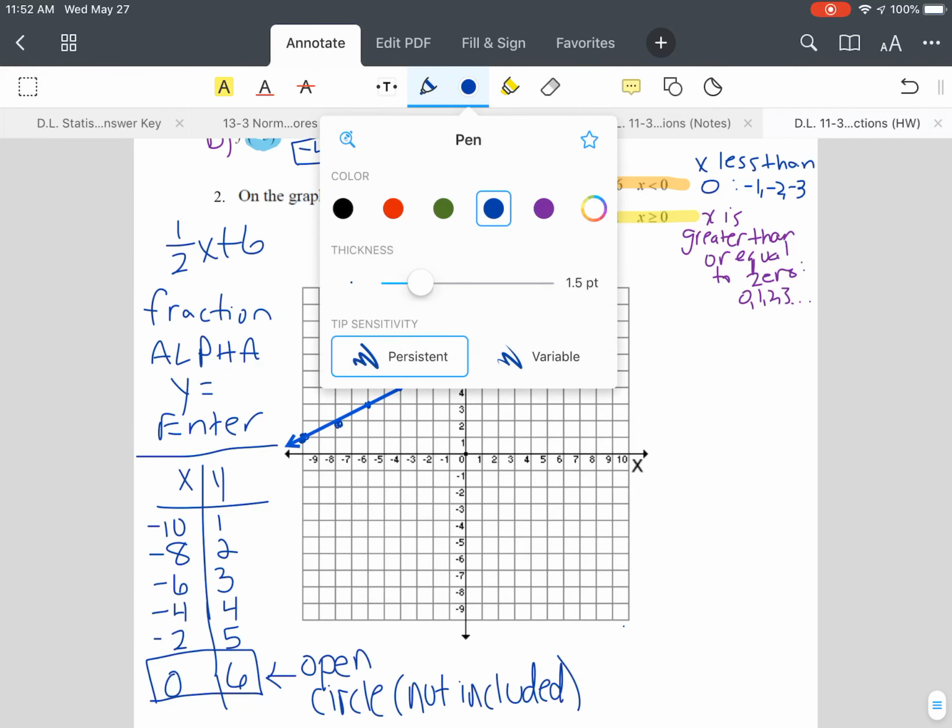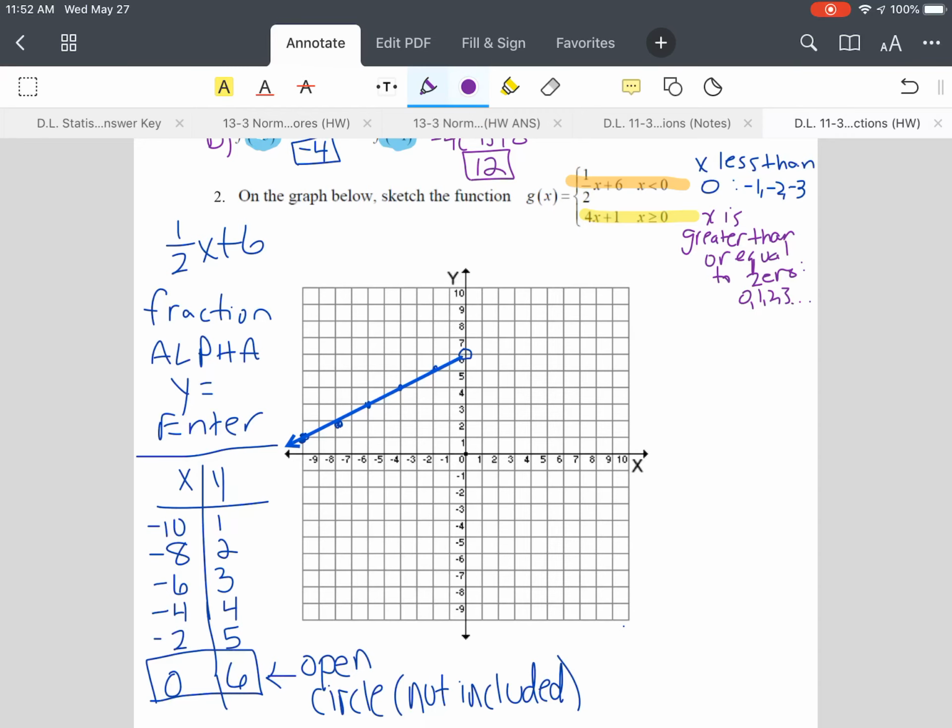Okay. Let's go to the next one, which I'll do in purple. You don't have to do different colors, but I'm going to do them in different colors just so you can see the two different lines. So this one is 4x plus 1. Okay, let's go to our calculator. We go to the y equals. Let's clear out the 1/2 x plus 6, and let's type in 4x plus 1.